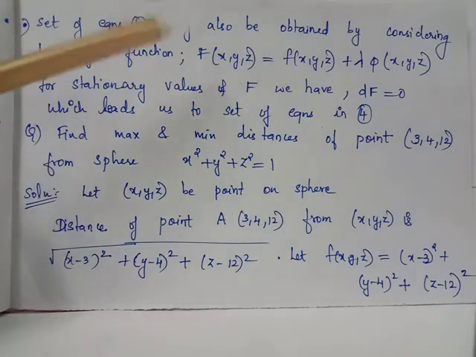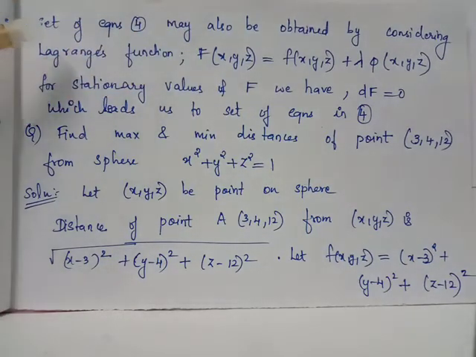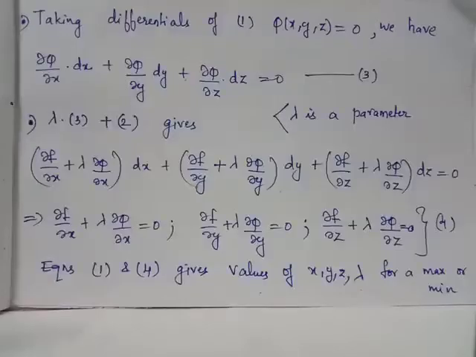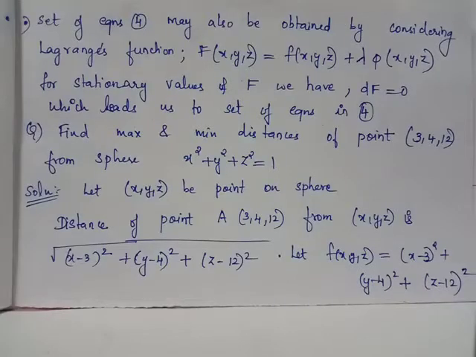If we call this function capital F the Lagrange's function to obtain the stationary values of f, that is to find out whether f has a maxima or minima, the necessary condition will be that we equate the differential expression dF equal to 0, which will help us to again arrive at the set of equations given by these expressions: dou f by dou x plus lambda times dou phi by dou x equal to 0, and correspondingly expressions for independent variables y and z. Let's look at an example to understand the concept.